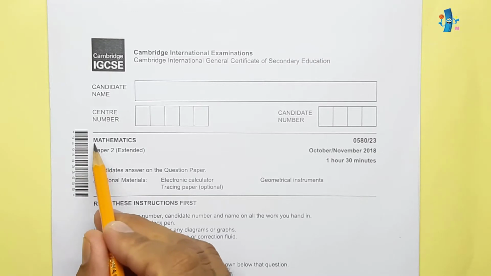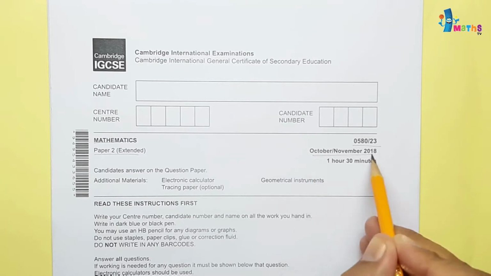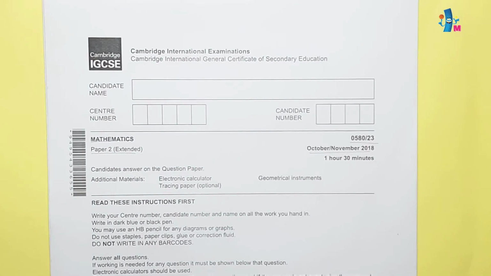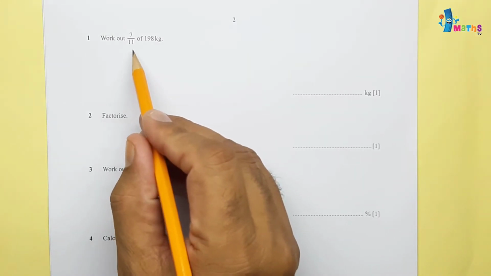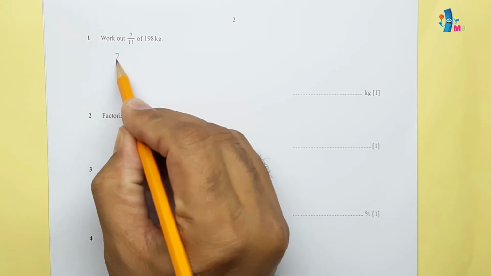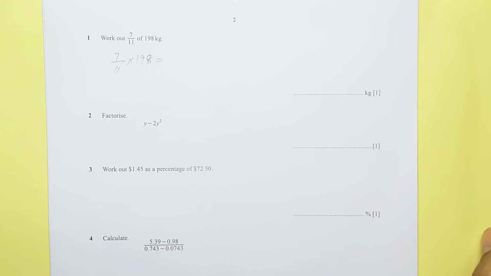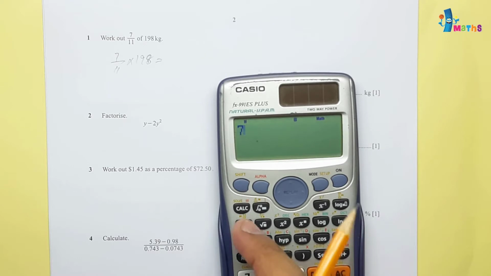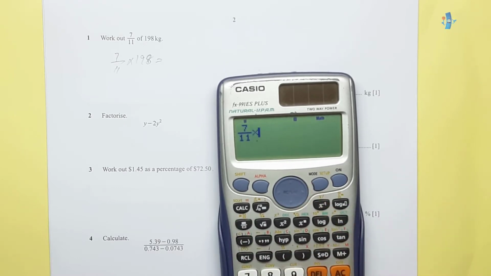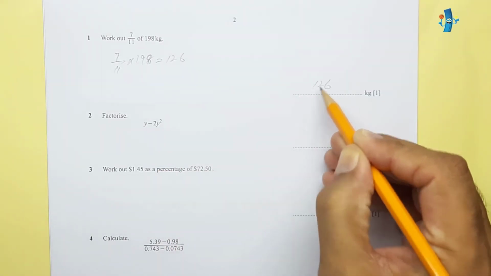Today we'll be going through IGCSE Mathematics paper 2 extended 0580-23 October-November 2018. Question number 1. Work out 7 by 11 of 198 kg. So 7 over 11 of 198 will be equal to, we will use calculator for this, 126. So our answer will be 126.